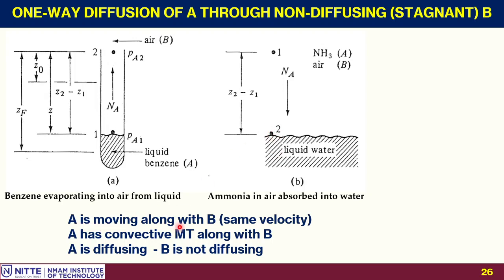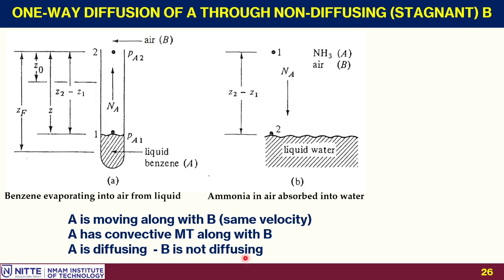So we'll say A is moving along with the B at the same velocity. A has convective mass transfer along with the B. Since B is moving, A is also moving with that. That's also an important thing here. Because B is moving, it is pushing A. So the flux or rate of A, when you calculate, is not just because of diffusion, it is also because of convective motion along with the B. Right? So total has two components here.